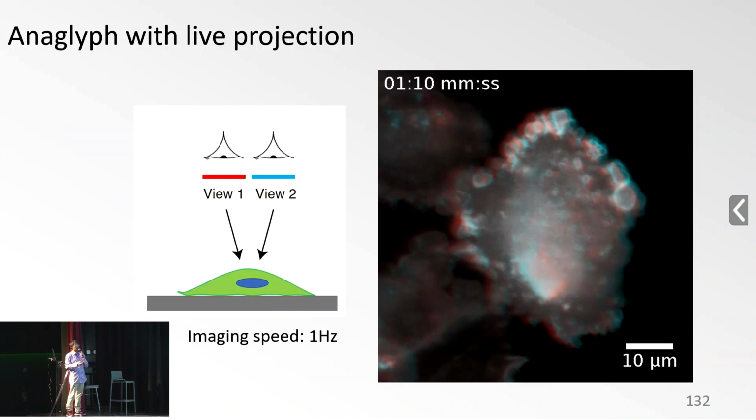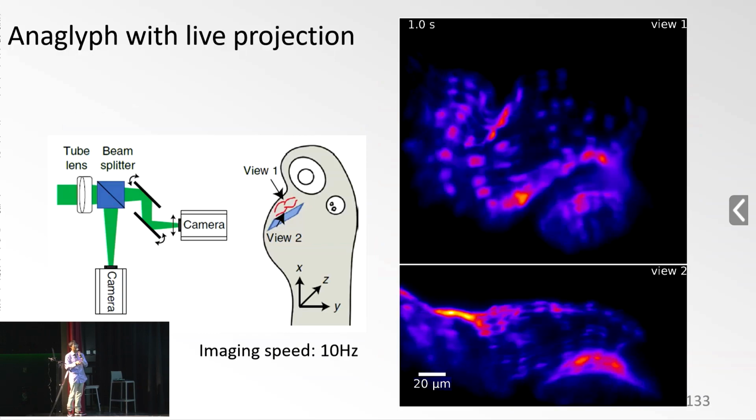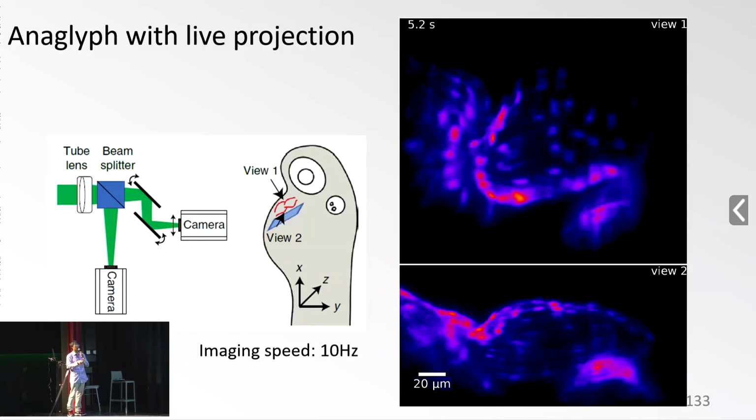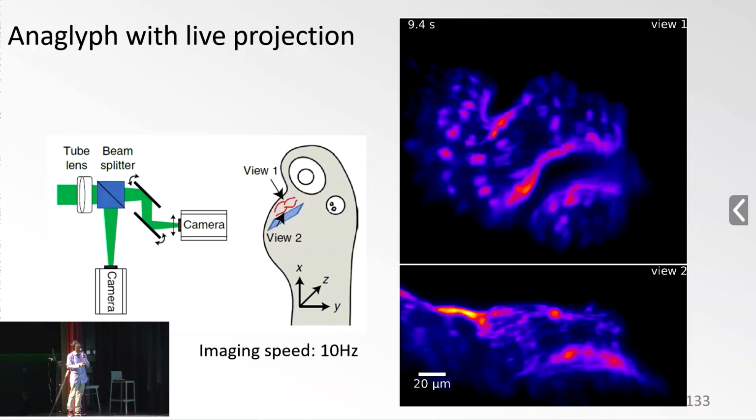And of course, you can also play a little bit with this. You can put a beam splitter and place these mirror pairs in front of one camera. So now you can look at the sample from 2 angles simultaneously. So here is an example of a zebrafish heart, and you can look at that from 2 angles. And we imaged this at 10 Hertz.